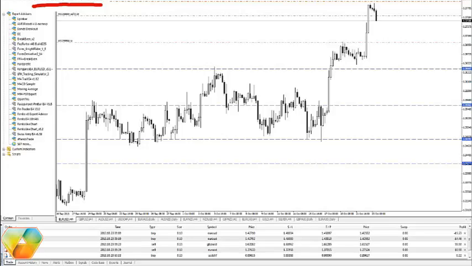Hey guys, in this video I just wanted to show you that I'm testing out this new EA that actually locks in your trade at break even. As you can see down the bottom here, I've got a trade that's at about $10 in profit on the Euro US. I'm testing it a little bit early.